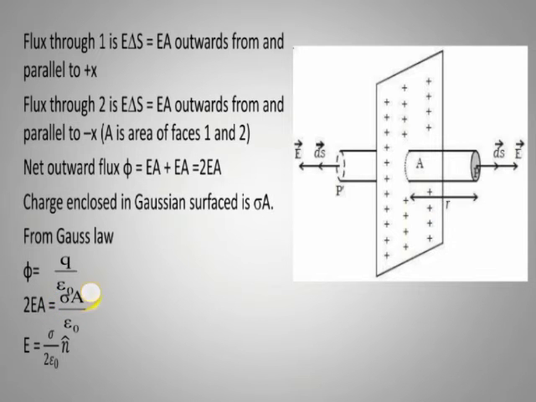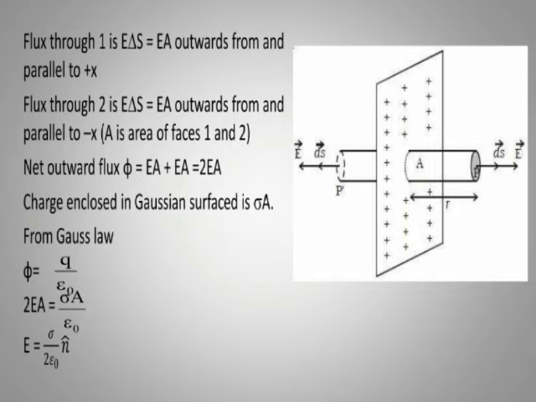So in the place of Q, you are just going to substitute sigma into A, where A is the surface area, divided by epsilon naught. Here A and A cancel. So E would be equal to sigma divided by 2 epsilon naught n, where n gives you the direction vector in which the electric field is radiated. This is all about your application of Gauss law.